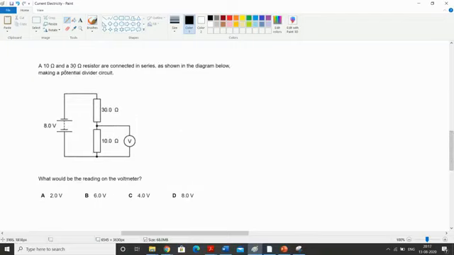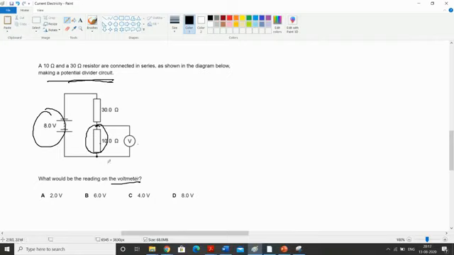Next, a 10 ohm and 30 ohm resistor connected in series as shown in the diagram below, making a potential divider circuit. Potential divider means it divides the voltage. Potential means the voltage. So we need to find out what would be the reading of the voltmeter. Whatever the voltage across 10 ohm, that will be the reading of the voltmeter.